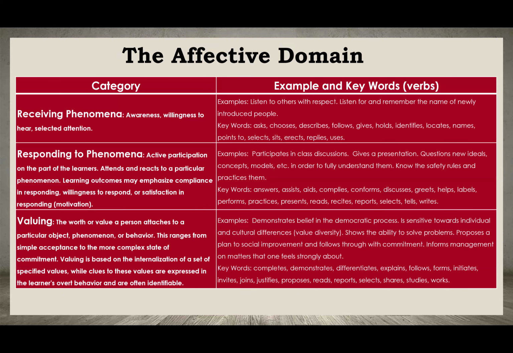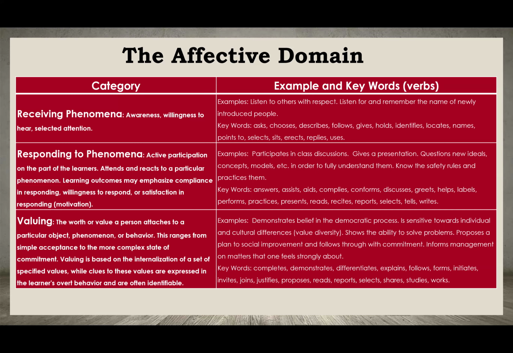So, the first category is receiving, willing to listen. The learner is open to and aware of new experiences, information, or values. This is the foundation. Without awareness, no affective learning can occur. Responding. The learner not only pays attention, but actively participates in learning experiences. Emotional engagement begins to take form.